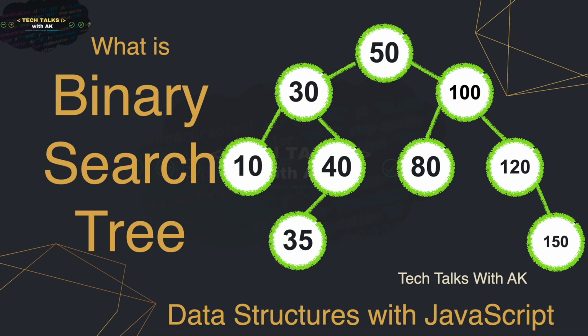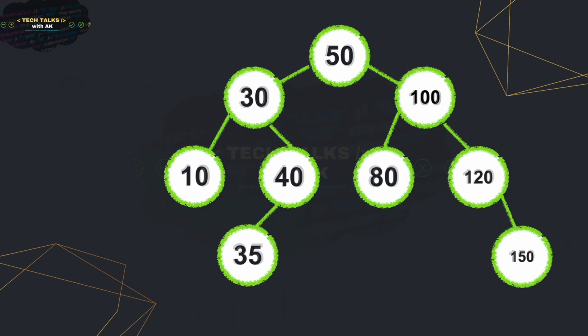In previous sections, we have covered linked list and various other operations on linked list. The next data structure that we are going to cover is the binary search tree. So what is a binary search tree and what is it useful for? A binary search tree is a collection of nodes that are connected together in a certain way.